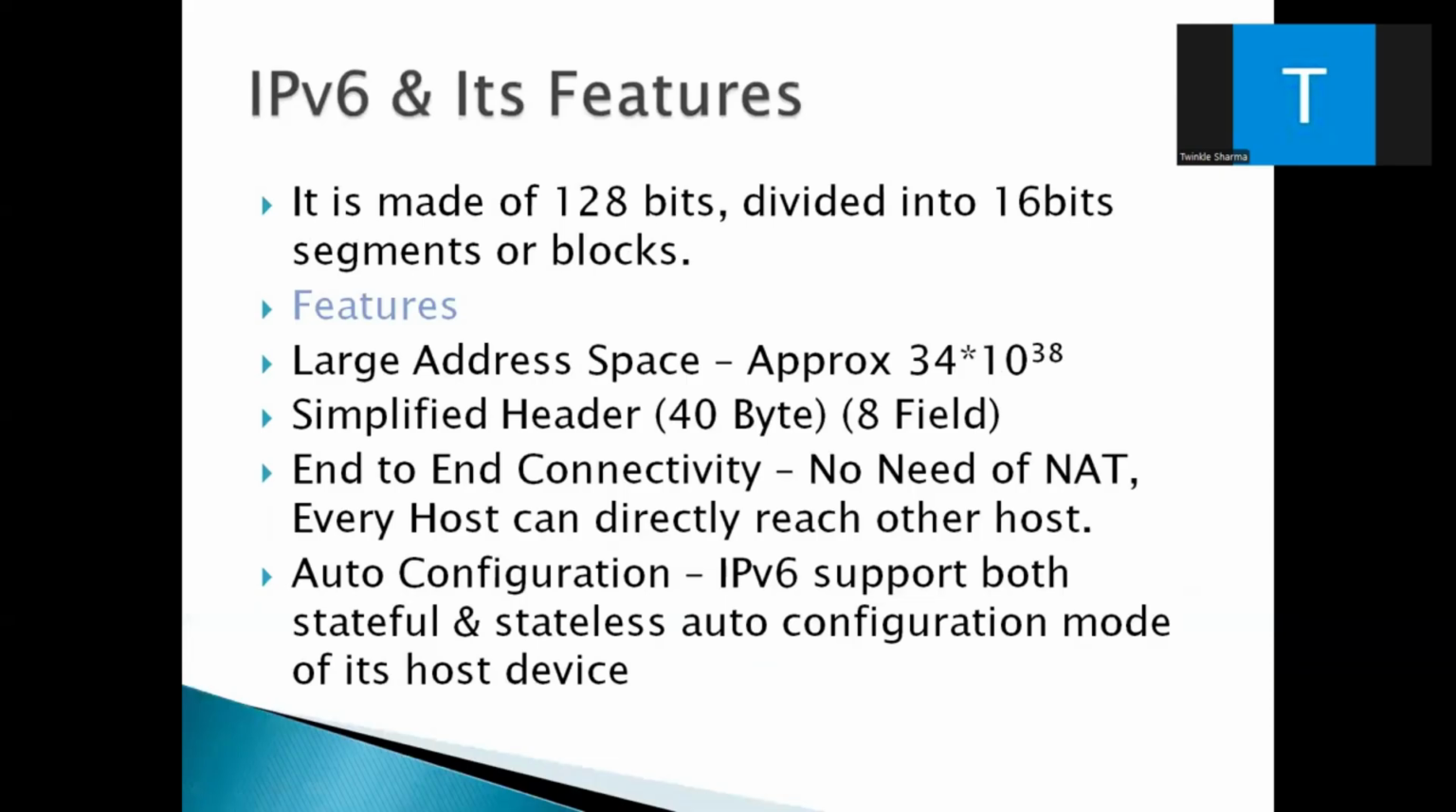IPv6 and its features. IPv6 is made of 128 bits divided into 16-bit segments or blocks. The features of IPv6 are a large address space, approximately 34 times 10 raised to the power 38. Then a simplified header, 40 bytes with 8 fields.